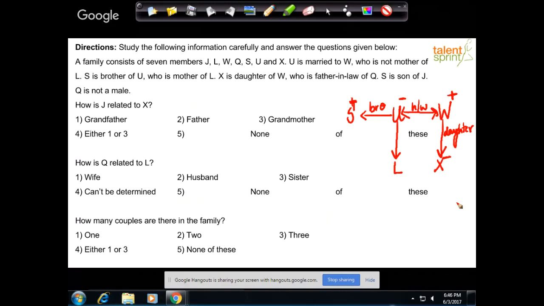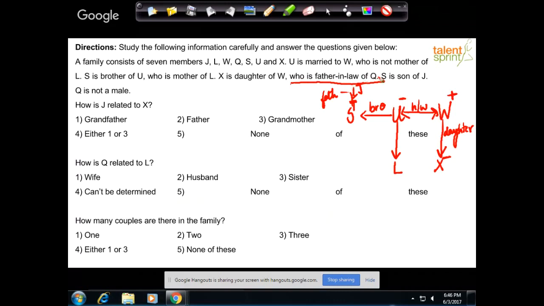They also tell us that W is the father-in-law of Q. Well, W is the father-in-law of Q. We will put that information on hold for a little while, and they tell us S is the son of J. So, well, S is the son of J. This is the relationship of father. S is the son of J, and they tell us Q is not male. They tell us that X is the daughter of W. Let's come back to this.